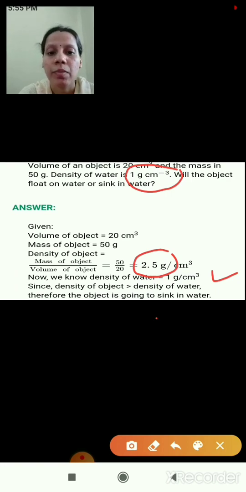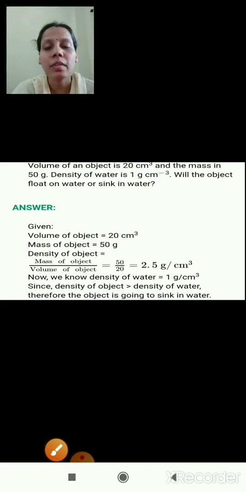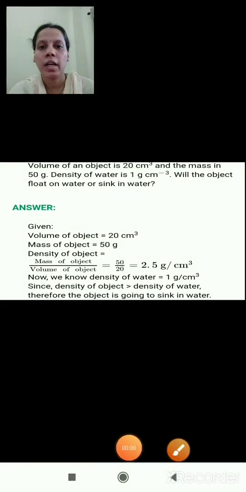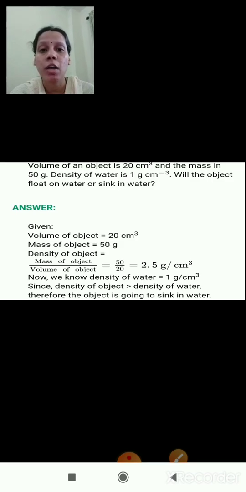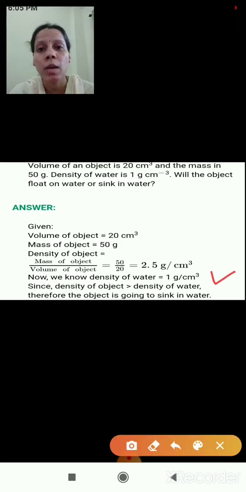Okay, once again we will see. The volume of the object is given, that is 20 centimeter cube, and the mass is given, 50 gram. And the density of water is given, that is 1 gram per cm cube. In the previous examples we have written it in kilogram per meter cube, that's why it was 1000 kilogram per meter cube. But now in this sum we have written it in gram per centimeter cube, that's why it is 1 here.